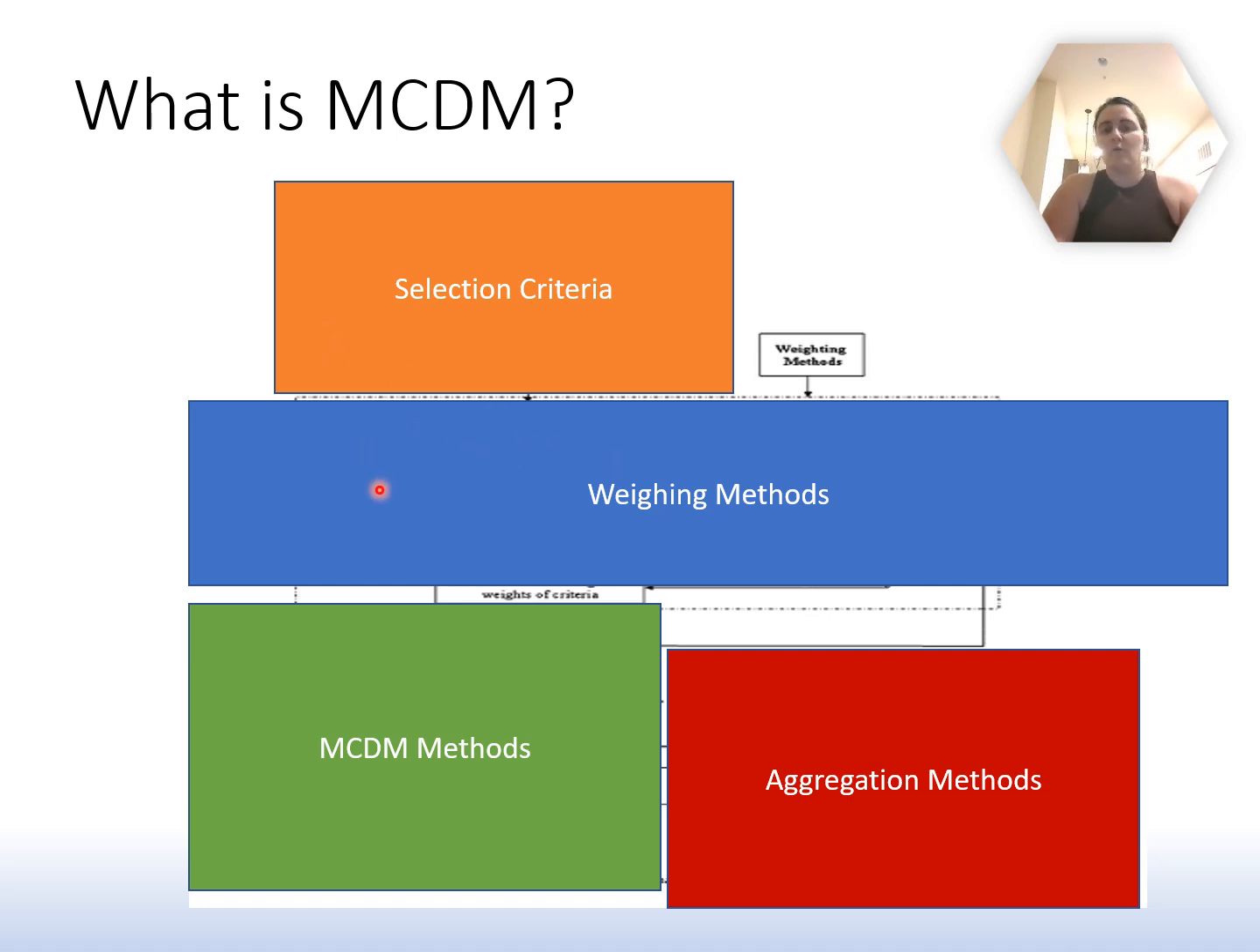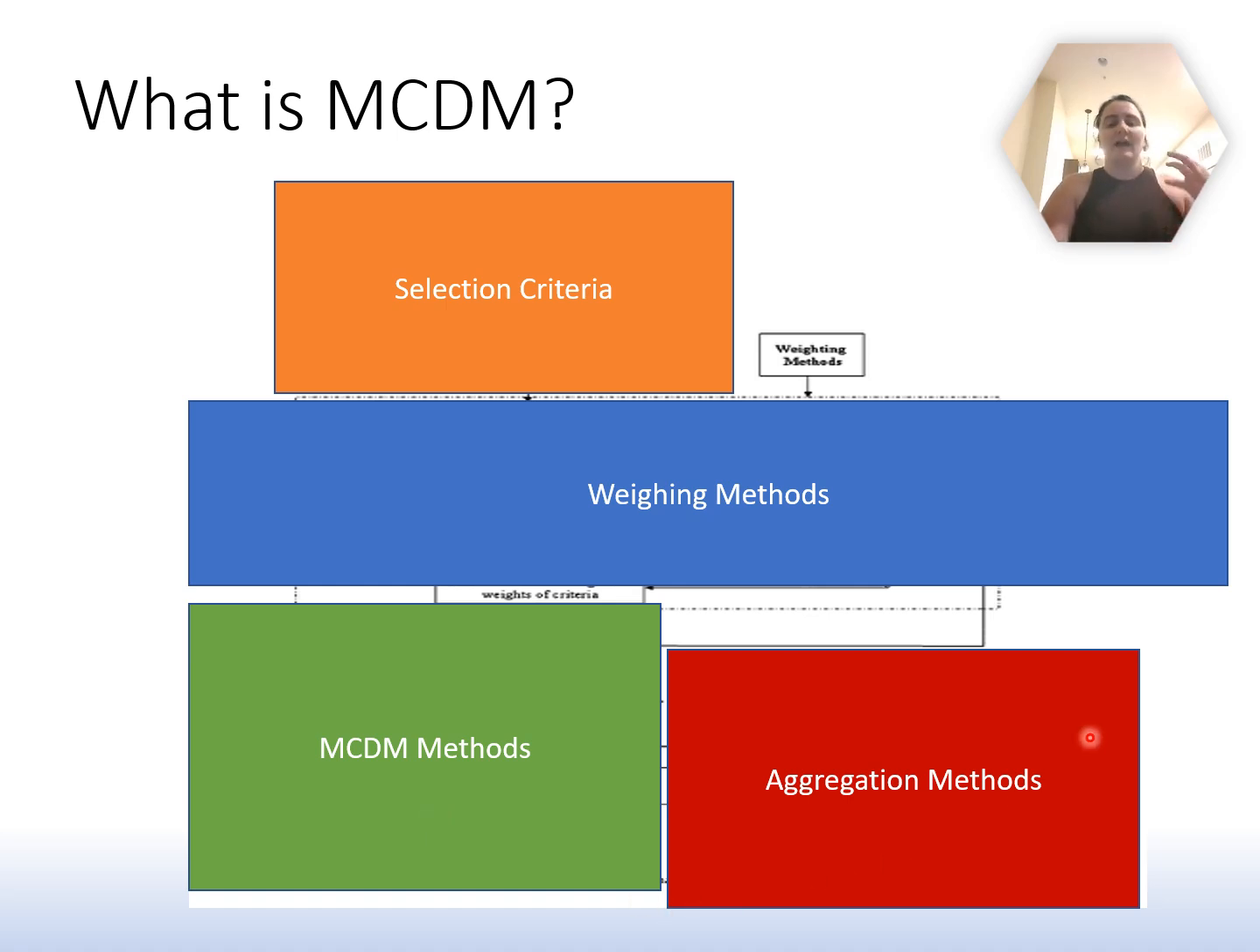Then there are a whole slew of weighing methods. How do you take those selection criteria, like exposure assessment and LCA, and weigh them so that they matter? Then there are multiple different methods that exist for trying to put those weights into some kind of an equation.